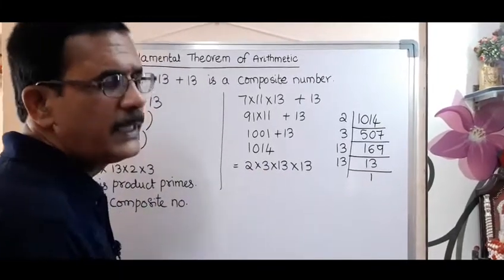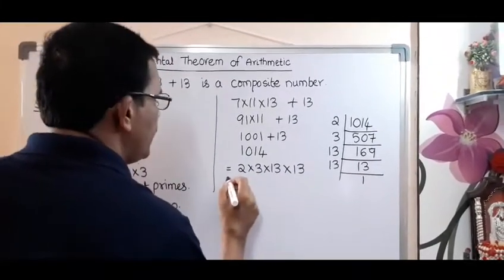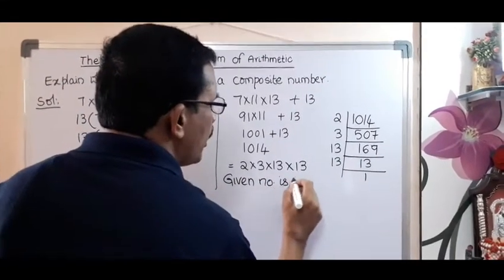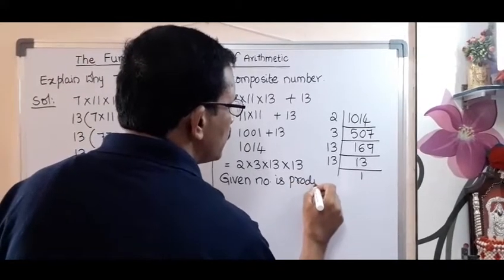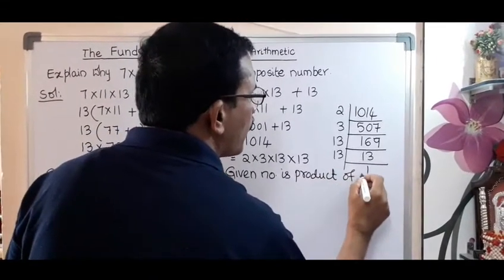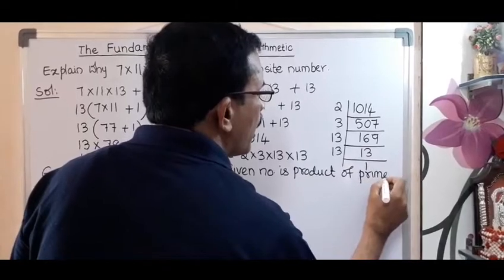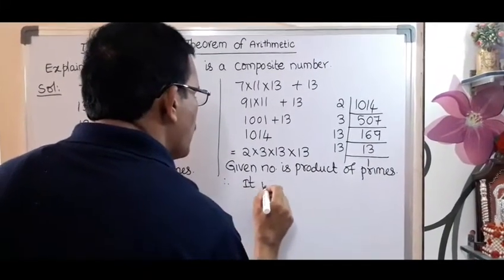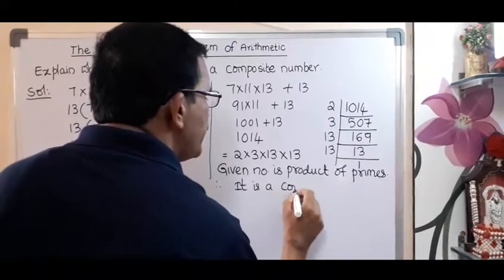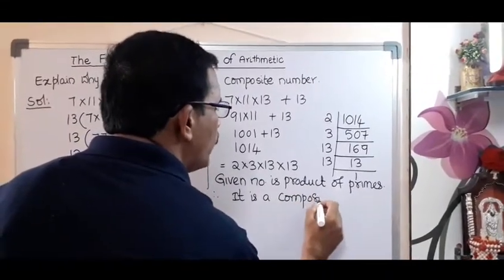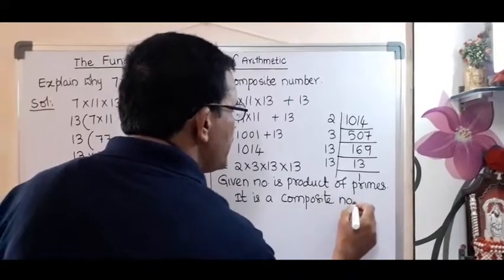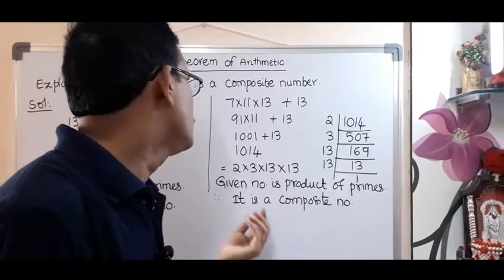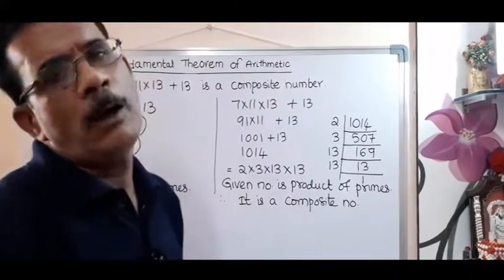Product of primes is a composite number. The given number is a product of primes. Therefore, it is a composite number. Otherwise, it has more than 2 factors. So a number which has more than 2 factors is called a composite number.